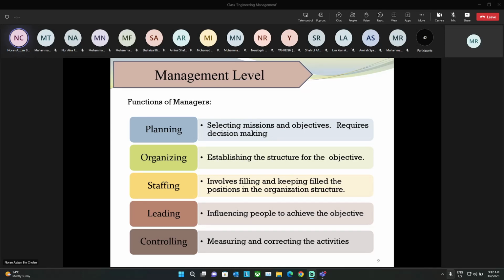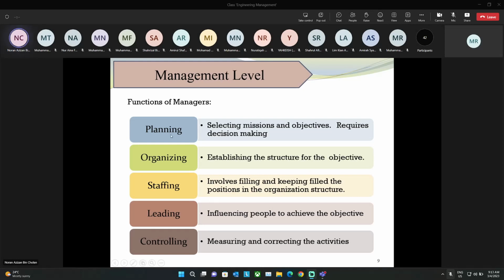About the management work, we have planning, organizing, and staffing. Usually staffing comes together with organizing. They come together, but some textbooks separate organizing and staffing. And then the other jobs are leading and controlling. So we go first to planning.